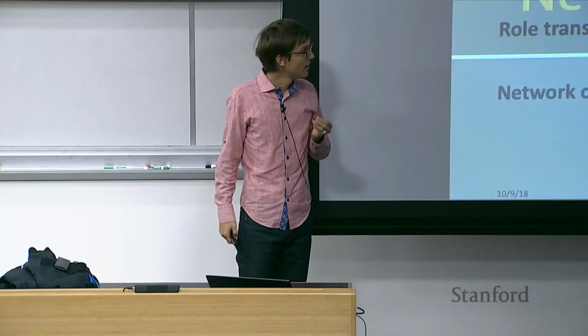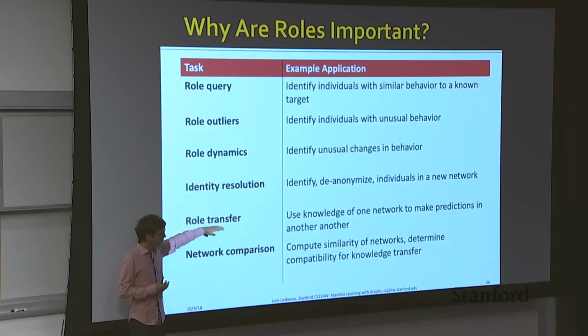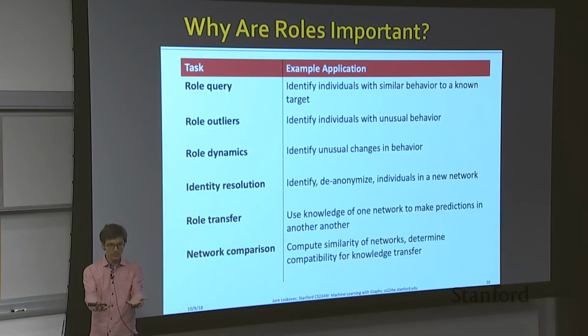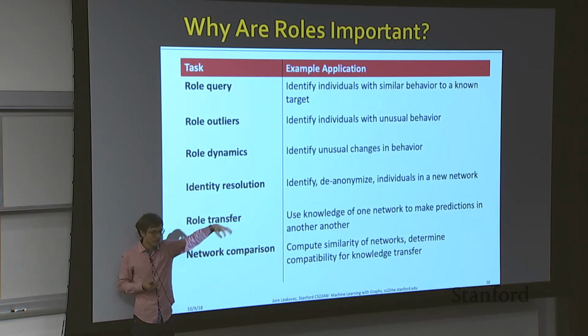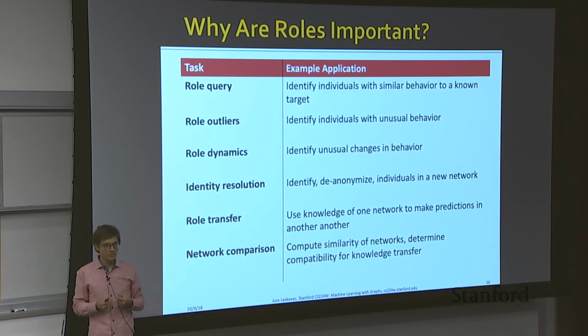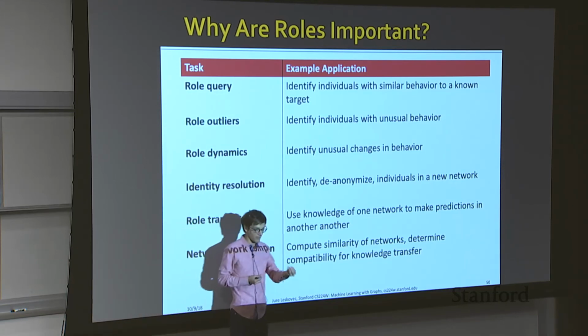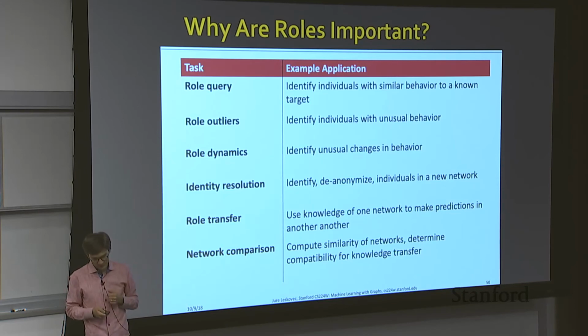So these roles will be important because they will allow us to identify different properties of the nodes that we have in our network, and it will allow us to do what is called role transfer, where we can label a new network given the roles from some other network. We can identify how the role of a given node changes over time. We can identify outlier roles. We could identify a role of a fraudster in a social network and things like that. So there are a lot of different applications of this.